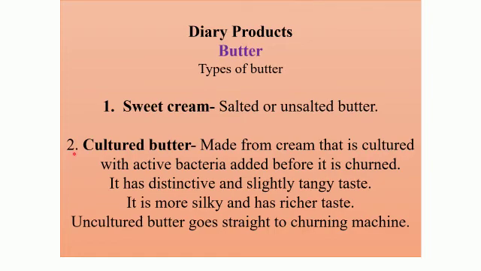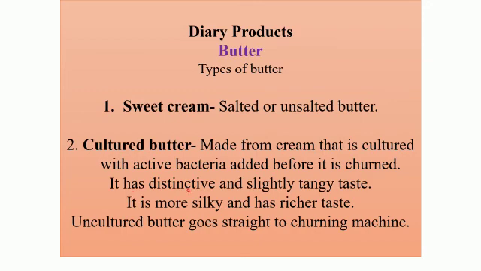But here we are not adding any culture. Here we are not adding any microorganism when we are doing the preparation of butter at home. But when you want to prepare butter on a very large scale, then you need to add the microbes. So it is called as cultured butter. So it is made from cream that is cultured with active bacteria. So here also the fat cream is taken, but it is mixed with active bacteria. That is before churning. Before we are going to churn it, we are going to add the bacteria.